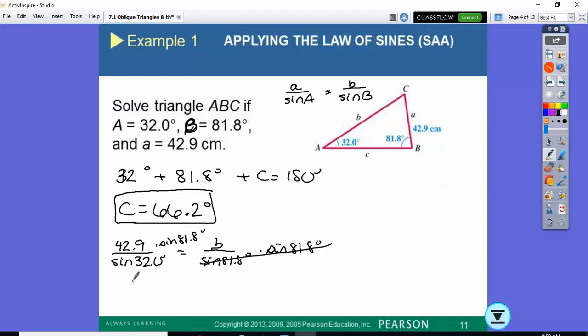And we are going to use our calculators. Make sure you are in degree mode. So I have 42.9 divided by the sine of 32 times the sine of 81.8. Let's do significant digits. Everything here has 3 significant digits, so if I round this to 3 significant digits, I get 80.1, and my sides were measured in centimeters.